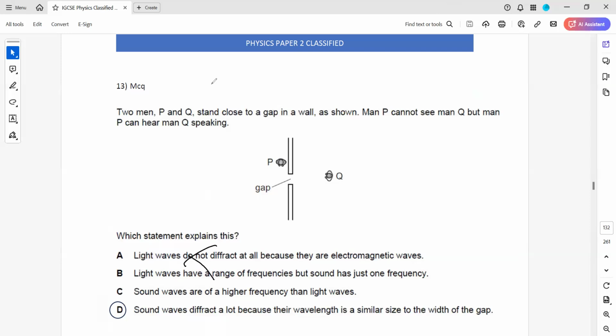The light waves have a range of frequencies, but sound has just one. No, that's wrong. Light and sound both have a range of frequencies. Sound waves have a higher frequency than light. No, light has a higher frequency. And even that does not explain the question. The question is related to diffraction and why diffraction occurs, because the gap size and the wavelength are equal.